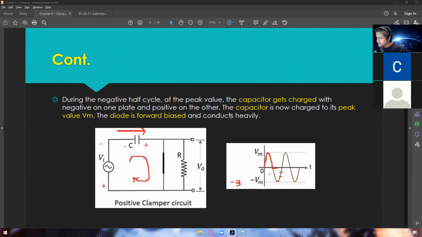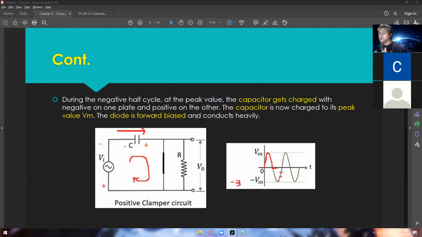All right. So it will be charged. As you can see right here, it still doesn't have a voltage output up to this point, up to the V peak, the -3 volts. So our capacitor will be charged up to the maximum voltage of the negative side, or the V peak of the negative half cycle. As you can see right here, it stops during the -3 volts.